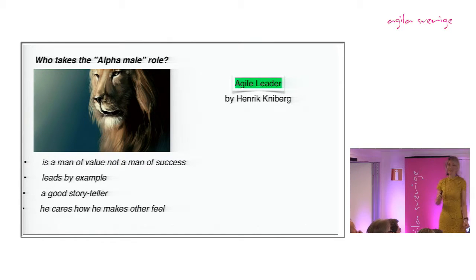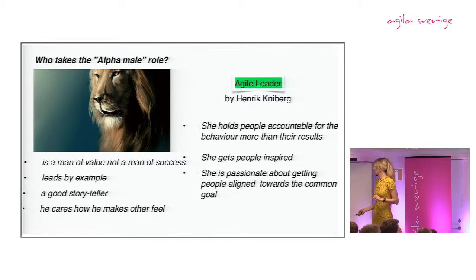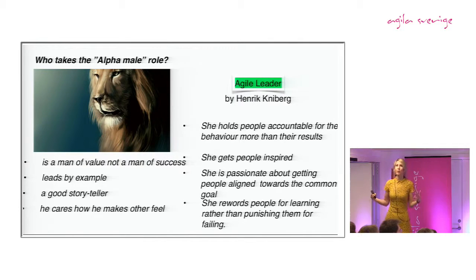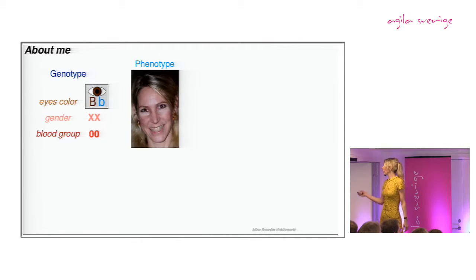described by Henrik Kniberg. And he's using, in fact, the alpha female version. I really like that. So he says, she holds people accountable for their behavior more than any result. She gets people inspired. She rewards people for learning rather than punishing them for failing. I don't know if I fulfill some of those listed characteristics, but I can at least present myself at the end of my talk. So here is my genotype, eye color, blood group. I resulted in the following phenotype.